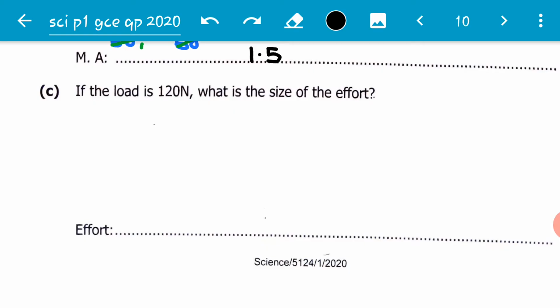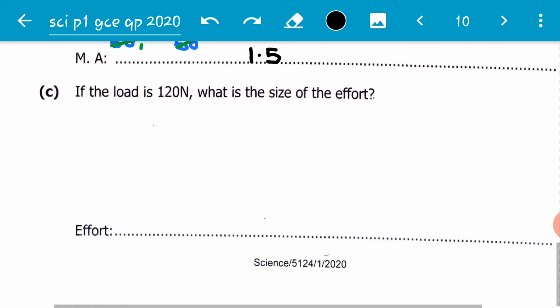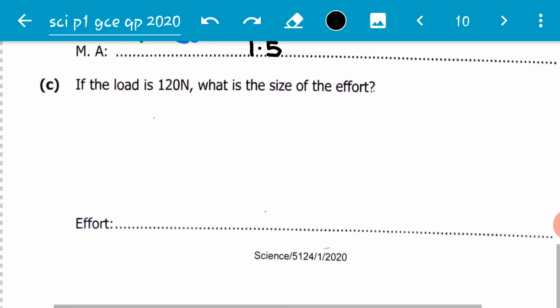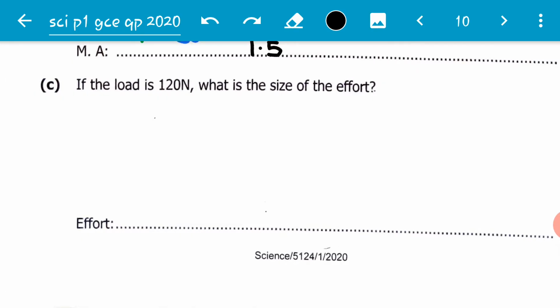Let's now turn our attention to C. C is: if the load is 120 newtons, what is the size of the effort? Now, to connect load to effort, we need mechanical advantage. We have just found the mechanical advantage, and it is 1.5. So we've got very rich data there. We have mechanical advantage, we have load. The only thing we don't have is the effort.